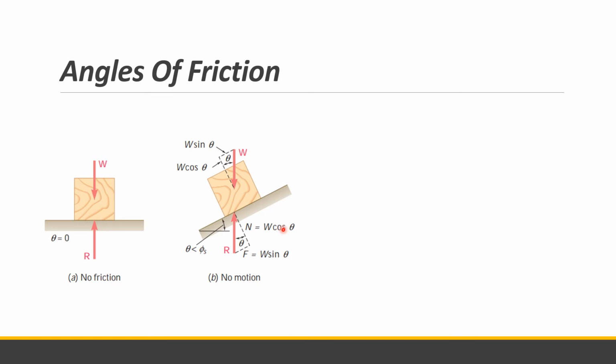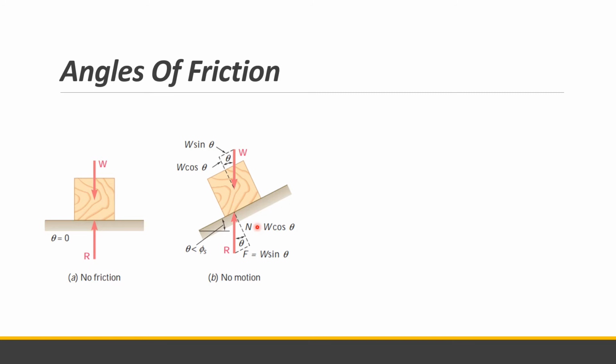So it will then have a normal component of magnitude N equal to W. So our N is equal to W cosine theta. So this is the normal. And then the F is equal to W sine theta. Since this is static, the forces along the plane are equal to each other, and the forces normal to the plane are also equal in our reaction.